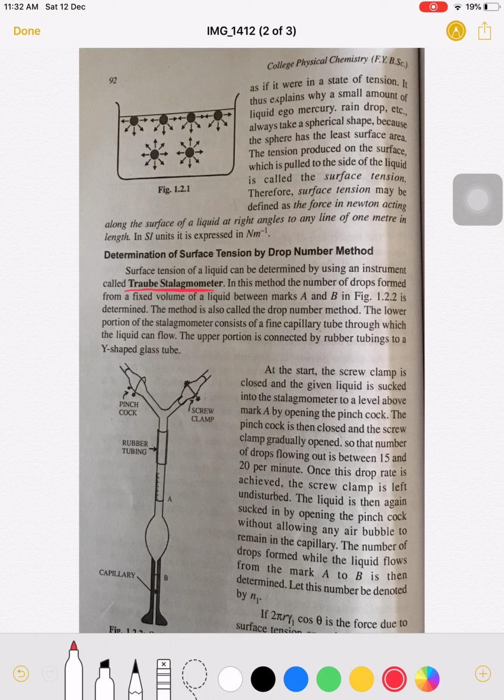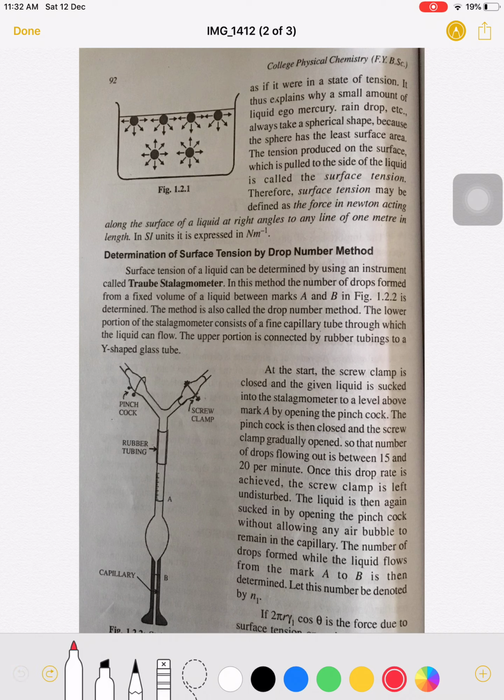So in this method, now see here what we are going to do. The number of drops from a fixed volume of liquid between mark A and mark B. So how many drops are formed between this area, on the basis of that number we can determine the surface tension of the liquid. Therefore that method is known as the drop number method.